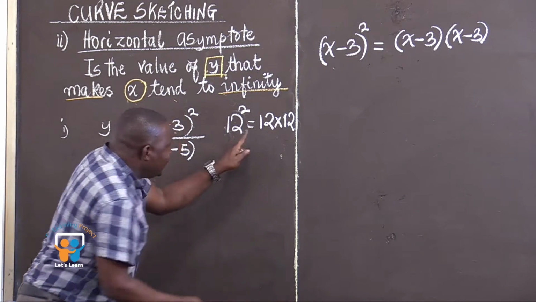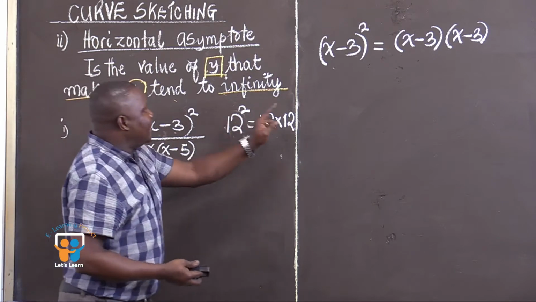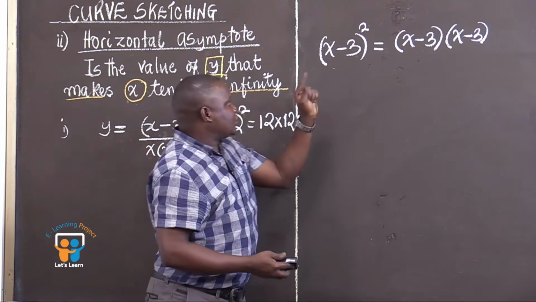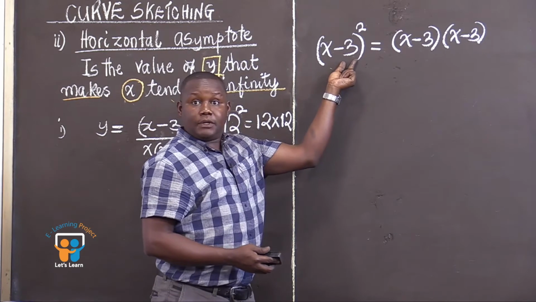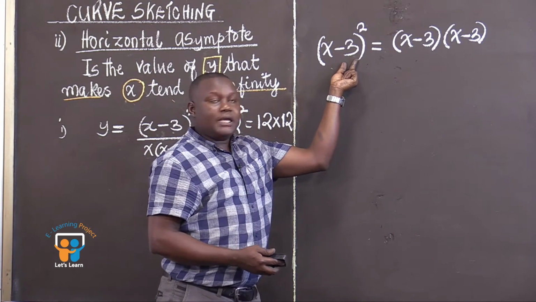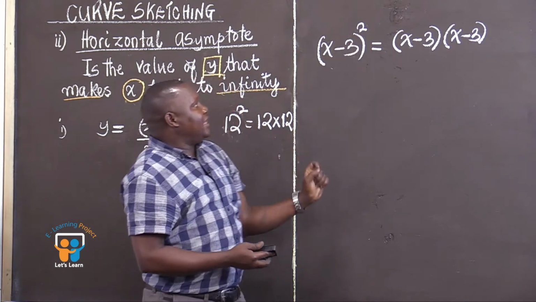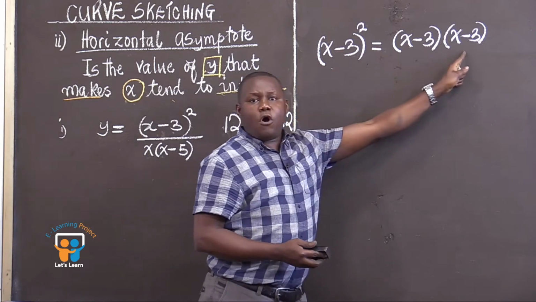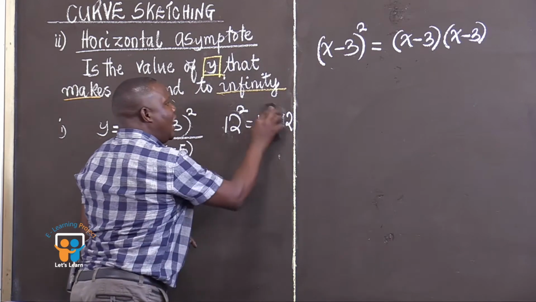Now, picking this simple concept is basically what we've just done here. You see, you have x minus 3, done what? Squared. Beautiful. And then we expanded it in this form. We have that one very well understood.